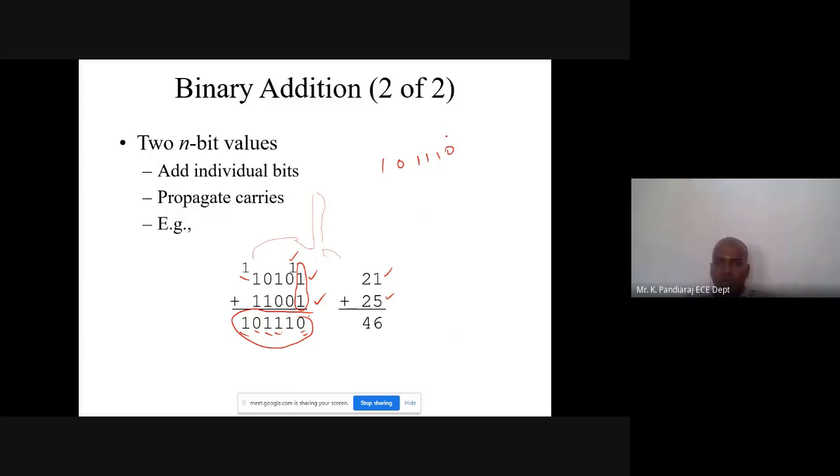It starts at the 2 power 0 position. So the weights are 1, 2, 4, 8, 16, 32. Now at the respective places, 32 plus 8 is 40, 44, 46. Hence it is true. This is what binary addition is.